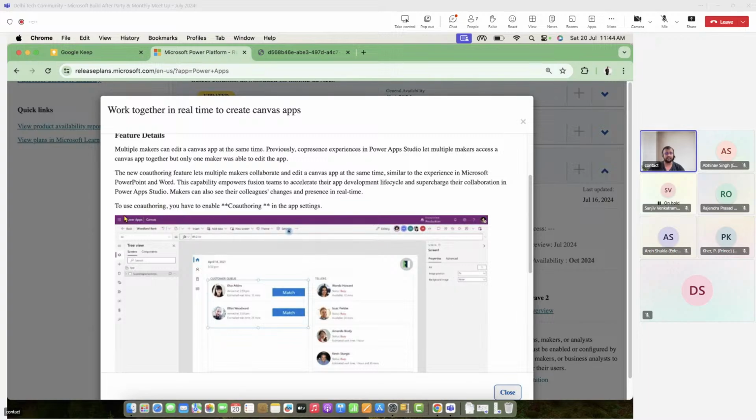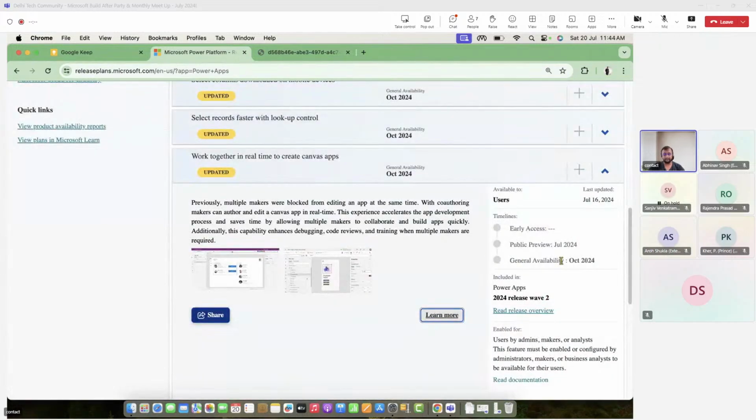And right now they have come up with co-authoring functionality, and it is possible that in October 2024 we will have this feature generally available, and that will solve many of our real-life challenges, so that multiple developers will be able to work on the same application. This is another cool announcement which has been made in wave 2, and let's see when it comes. Public preview will start from July 2024. Right now I haven't observed that feature in my tenant. Hopefully in the last week of July we will have that soon, and GA in October 2024 we will have that available across all the tenancy.